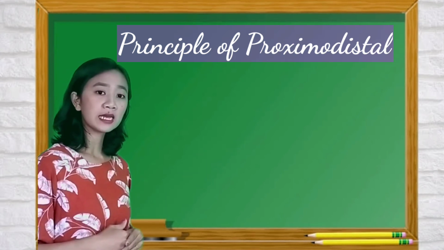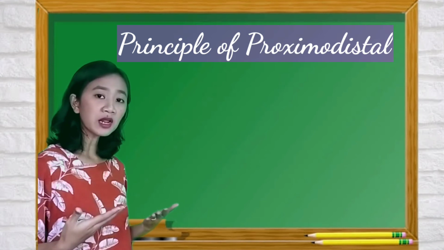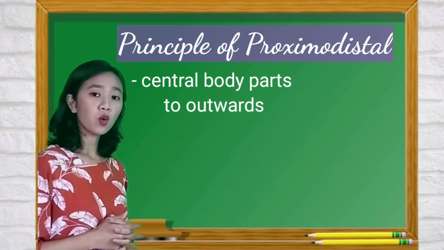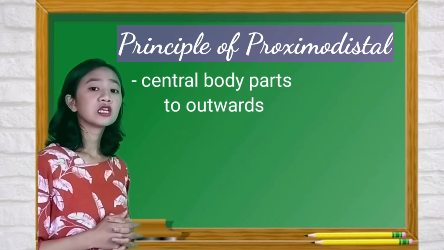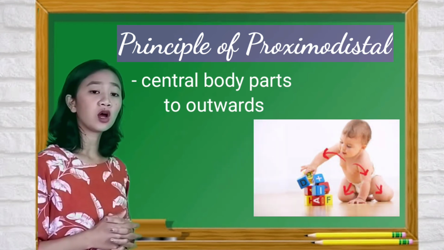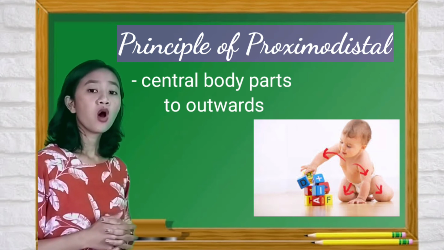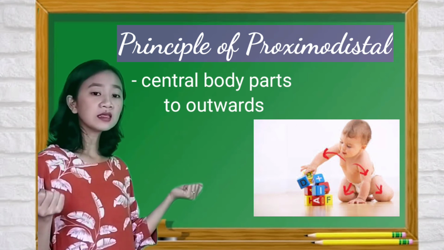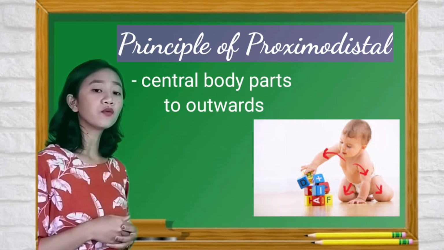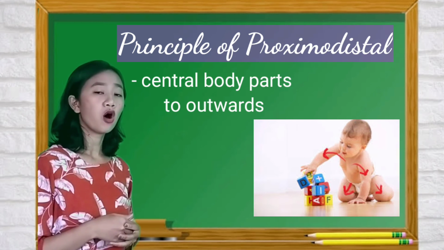Principle of proximodistal. Development of motor skills starts at the central body parts and moves outwards. This is why, in the beginning, the child is seen to exercise control over the large fundamental muscles of the arm and then the hand, and only afterwards over the smaller muscles of the fingers.